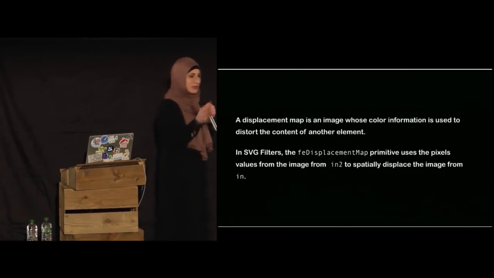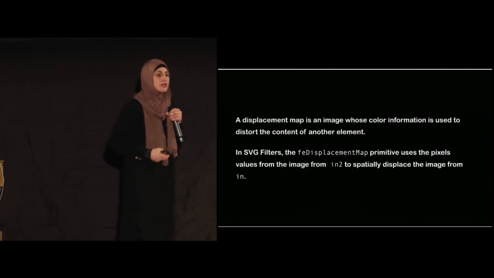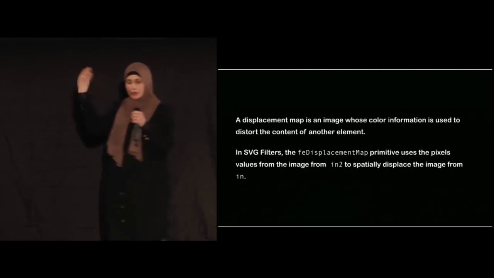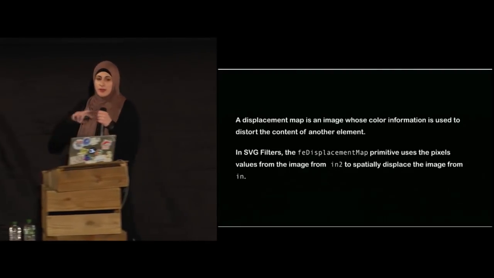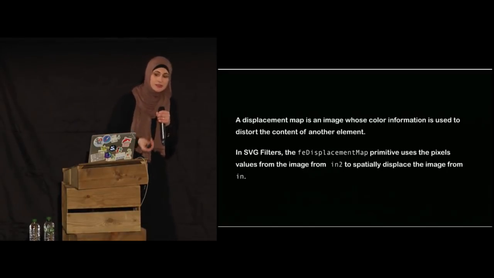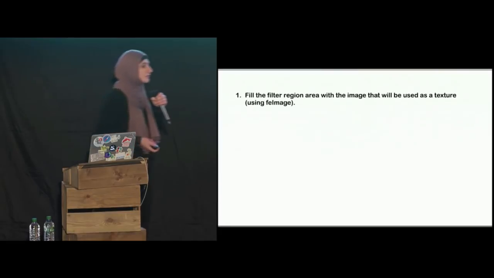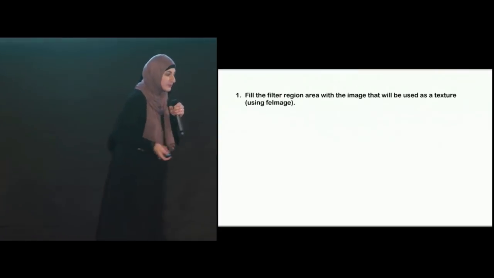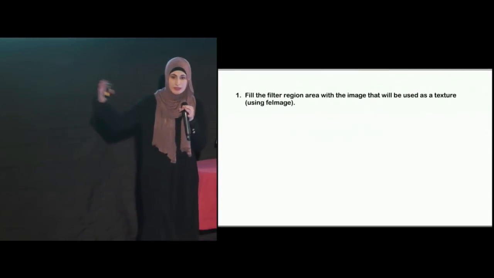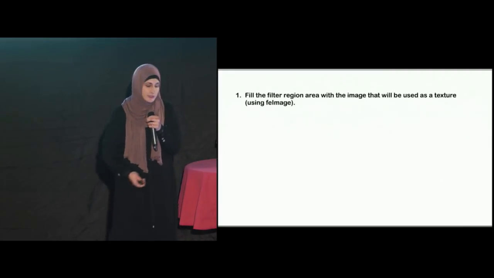Okay, so the text now has changed, but you don't see a background image. So you take the original image again, you use it as a background, and then you composite the text with the background to make the effect even more realistic. In SVG, fill the region area with the image that will be used as a texture. So we have an image, we're going to fill the region area with that image.